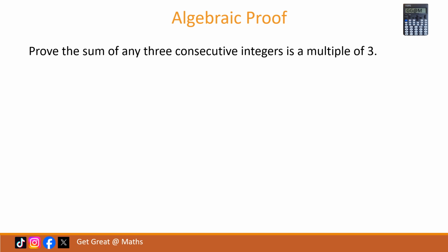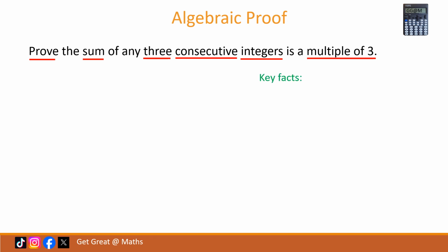Now, here is a typical type of proof question. So you have got to prove that the sum of any 3 consecutive numbers or integers is a multiple of 3. Now, first of all, on any proof question, highlight the keywords in the question. So the keywords are prove, that's what you've got to do. The sum, 3, consecutive, integers, multiple of 3.